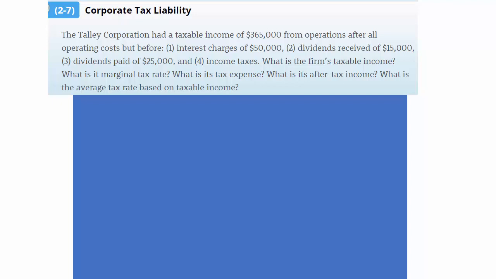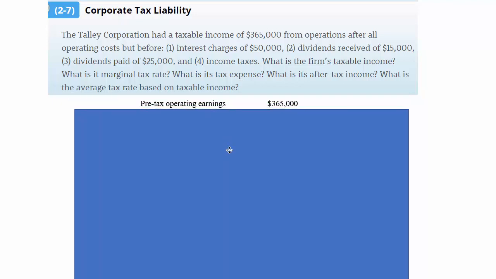What's its marginal tax rate? What is its tax expense? And what is its after-tax income? And one additional question, what is the average tax rate based on taxable income? All right, let's take a look and see how we would tackle this one.